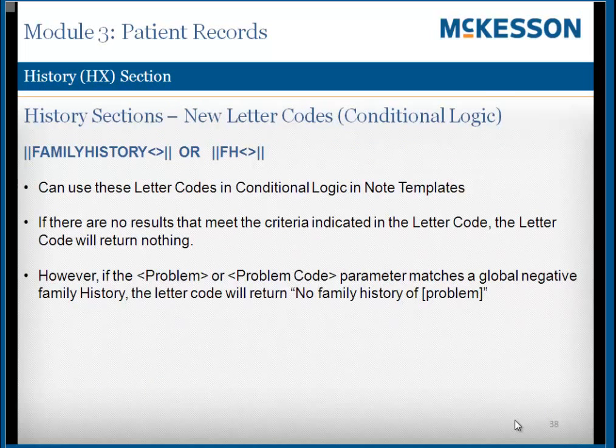These letter codes can be used in conditional logic statements within progress note templates. If there are no results that meet the criteria indicated, the letter code will return nothing. However, if the problem or problem code parameter is used to match a global negative family history, the letter code will return no family history of problem for whatever problem was tested for.